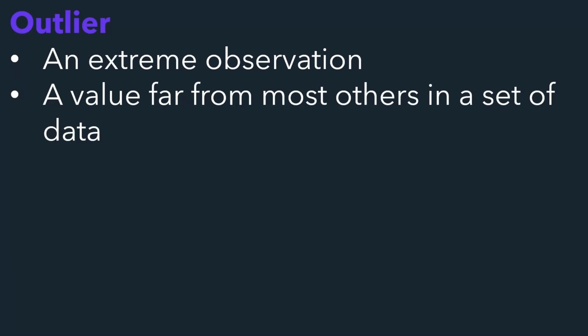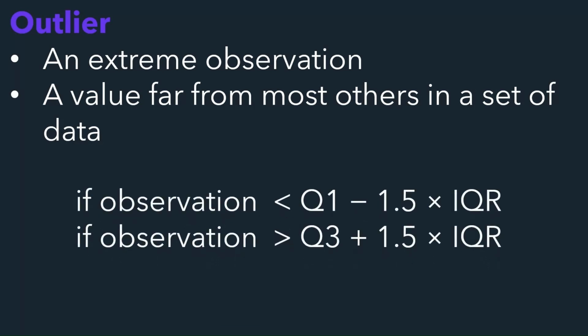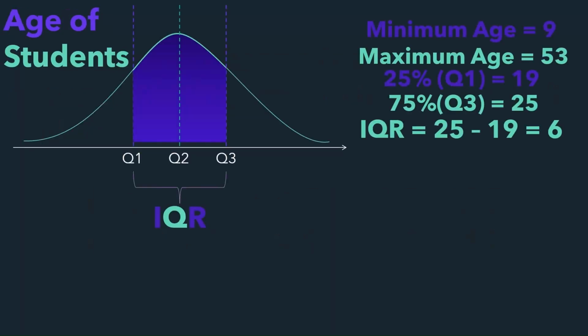An outlier is an extreme observation, a value far from most others in a set of data. Over here, we can see that there are 2 formulas to define what an outlier is. If an observation is less than Q1 minus 1.5 times IQR, or if it is greater than Q3 plus 1.5 times IQR. Now, you can visualize this in your mind if you know what we studied in the last slide, but if you can't, let me just show you this example again.